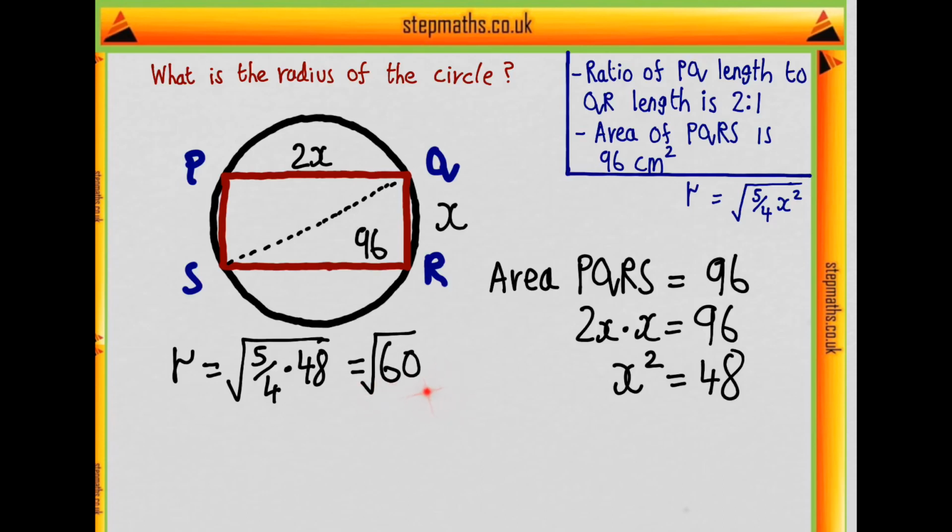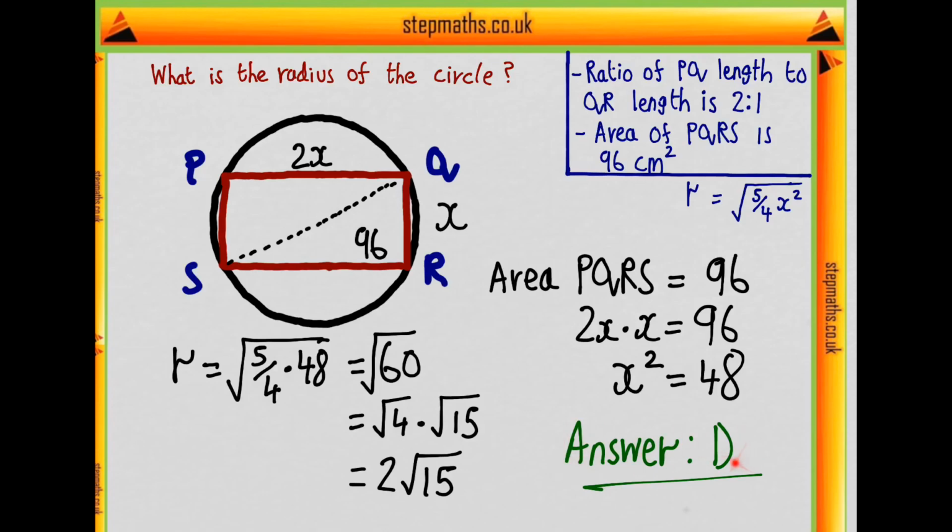Now, this isn't quite the answer. None of the options in the multiple choice match to this, because this can be simplified. Because we can write 60, can we write it as a product of two numbers where one of them is a square number? Yes, we can. We can write it as 4 times 15. So root 60 equals root 4 times root 15. Root 4 is 2. So we get 2 root 15, which is great, because that's one of our answers on the multiple choice. It's in fact D. And so our answer is D.